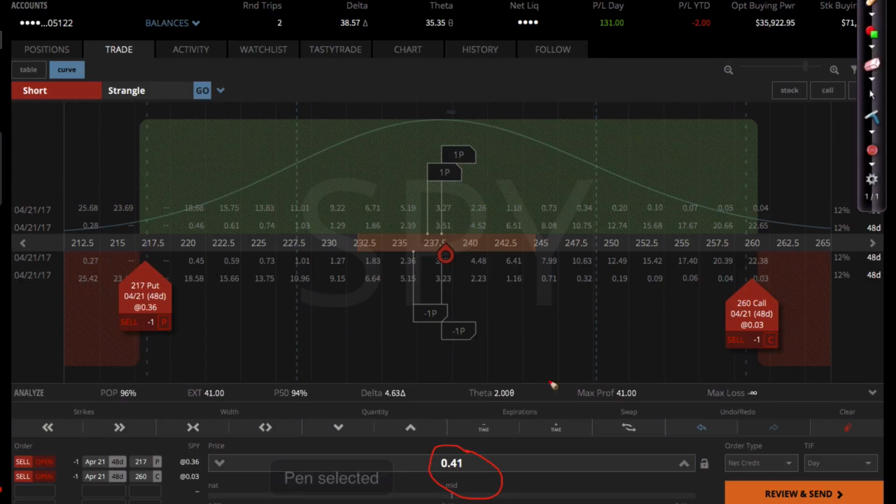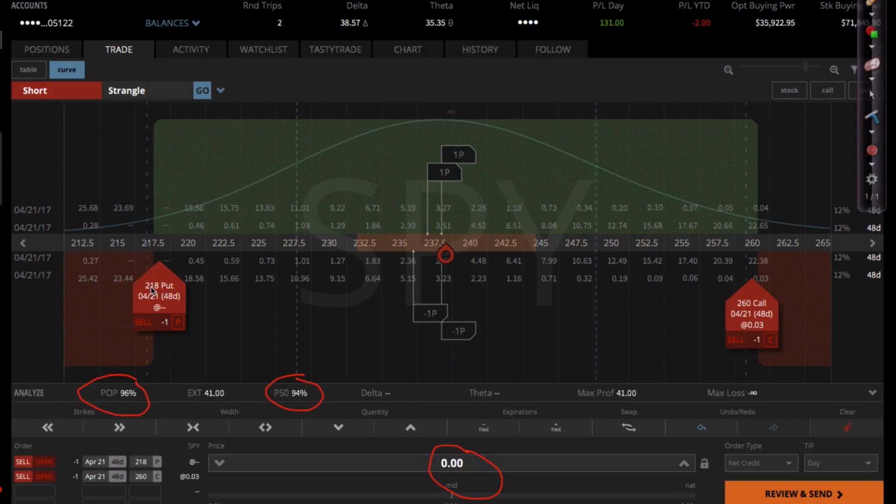Now, another thing that's cool about Tastyworks is if you look down here at the bottom, there's two things, the POP and the P50. Now, you can calculate these on paper, but Tastyworks does it for you. POP is probability of profit. That is the probability of me making 1 penny on this trade. Okay, so there's a 96% chance that I'll make a penny on this trade.